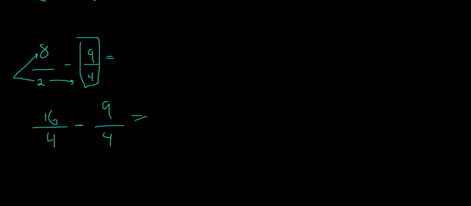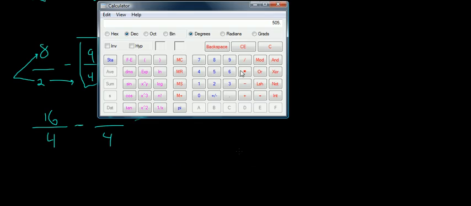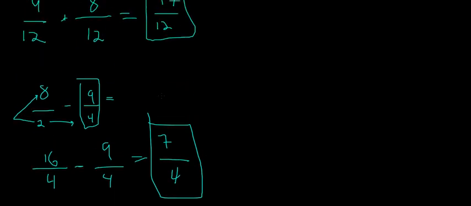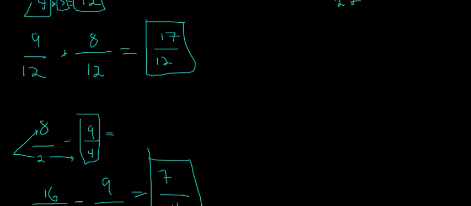So 9 take away 16, well, oh, this is kind of embarrassing. Yeah, 7, there you go, my bad, it is 7. So 7 over 4 is our answer. And this cannot be reduced, because 7 is not going to 4. And same with the earlier one, this cannot be reduced.